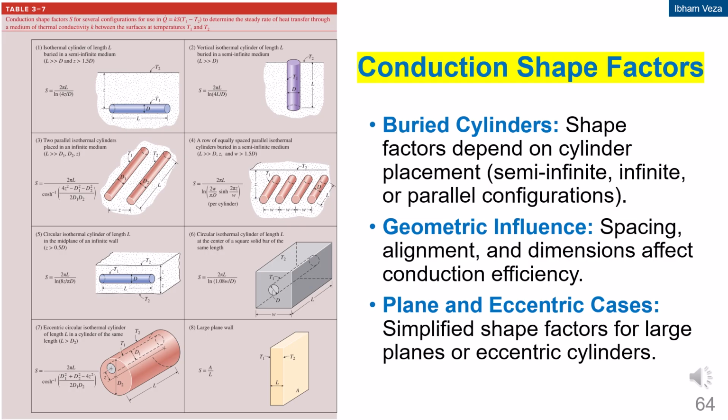Conduction shape factors. Shape factors are used to simplify two-dimensional and three-dimensional conduction analysis. Their values depend on geometry and the position of heat sources, such as buried or parallel cylinders. Spacing, size, and orientation strongly influence the shape factor value. With shape factors, heat transfer rates can be calculated without solving complicated differential equations. This approach is very useful for complex geometries.